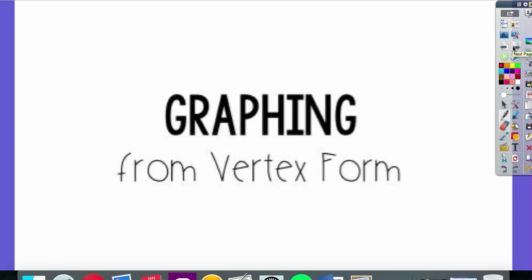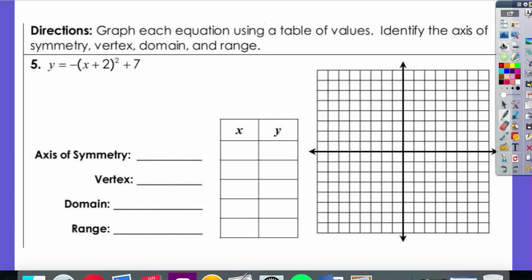So in this next section, we're going to look at graphing from vertex form. So we already did a little bit of graphing from standard form. Now we're going to see how we could do it if the equation was in vertex form. So it says graph each equation using a table of values, identify the axis of symmetry, vertex, domain, and range. Okay, so this one is in vertex form.